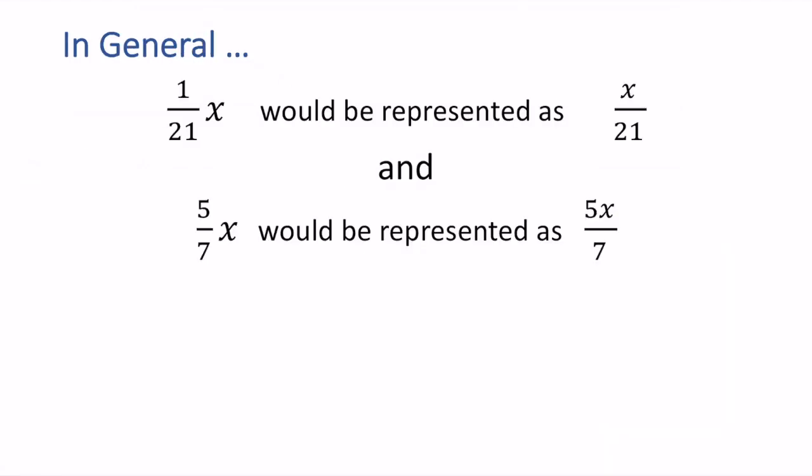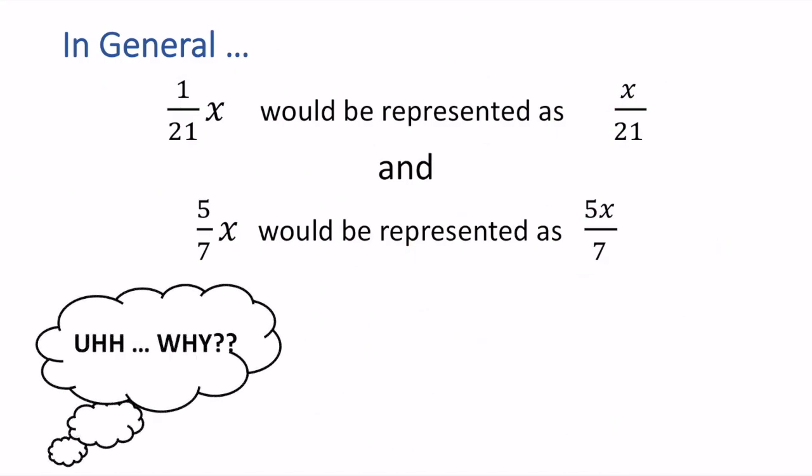But in general, 1 over 21x would actually be represented as x over 21. That's a more likely way that we'd see it represented. And another example here, 5 over 7x would generally be represented as 5x over 7. And you may be thinking right now, why? How does that even work?